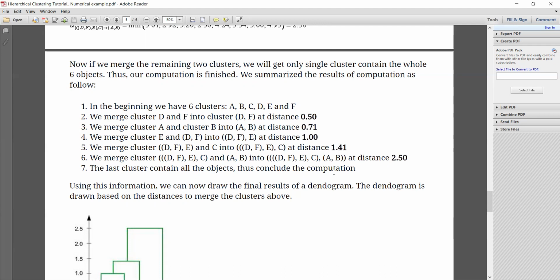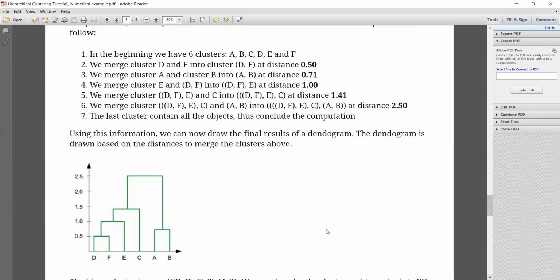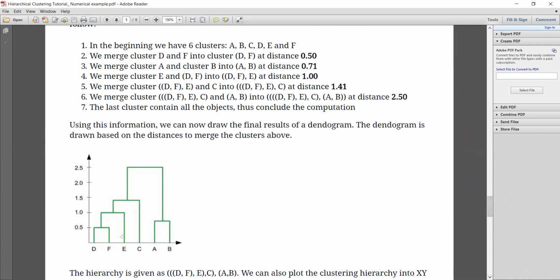Let's conclude this computation. After this step-by-step process, you can summarize it in the dendrogram, right? So we can now draw the final result of the dendrogram. The dendrogram is drawn based on the distances at which the clusters are merged. So you can find here, first we merge DF, then we merge DF with E. Actually at distance 0.71 we merge A, B together. At distance 1 we merge the DEF, right?